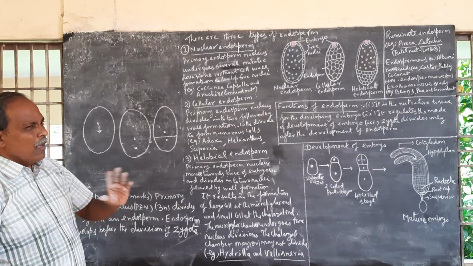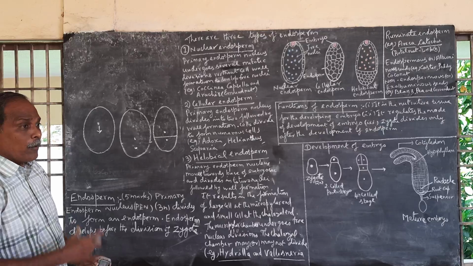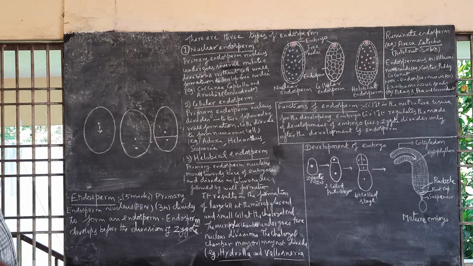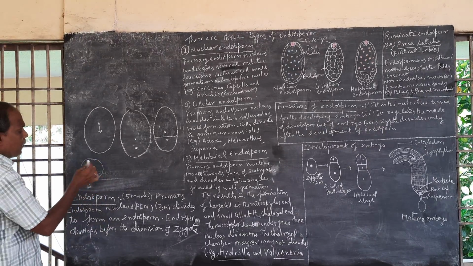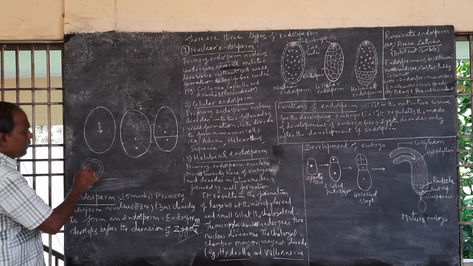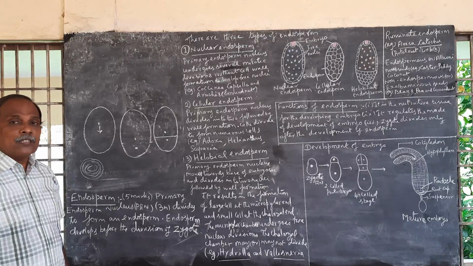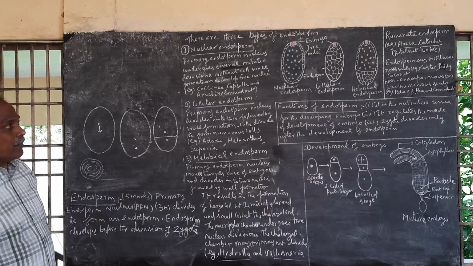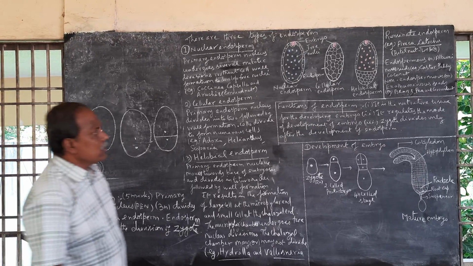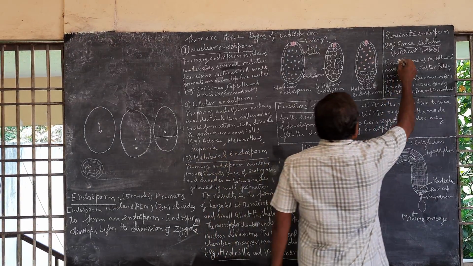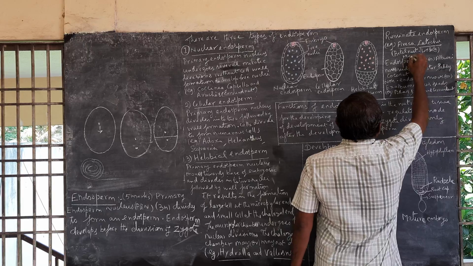The next one, about endosperm: the endosperm may be ruminate. Ruminate in the sense the endosperm forms in the form of layers, called ruminate endosperm. Examples: betel nut and Myristica. Betel nut, Areca catechu, and Myristica fragrans.